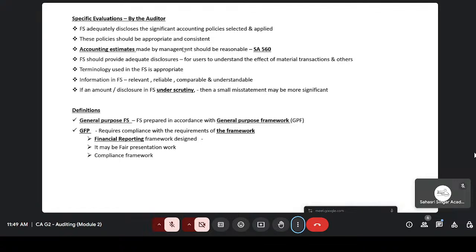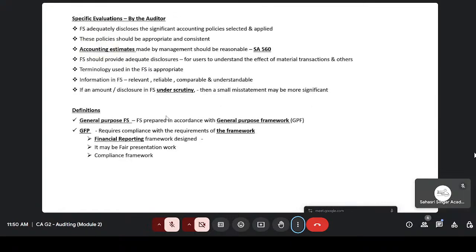Now, the basic definition means general purpose financial statements and whether there is a general purpose framework. So you have to ensure that the financial statement is prepared in accordance with the general purpose framework. Because as I told you, in that framework the schedules are in the same order. As you saw, first the auditor's report, then the financials, the balance sheet, then the P&L, cash flow, and then the notes and accounts. So it keeps a following order.